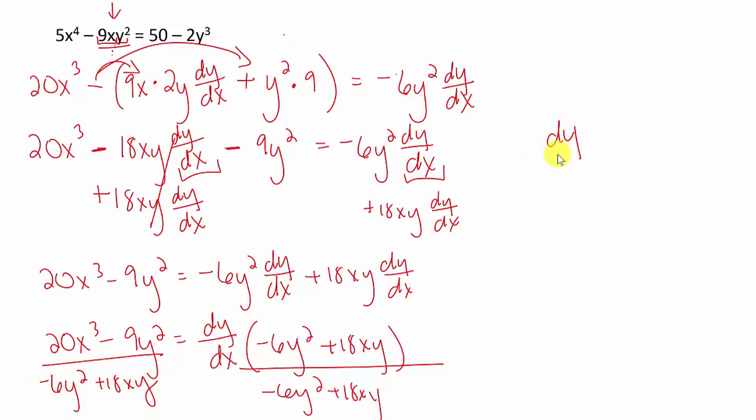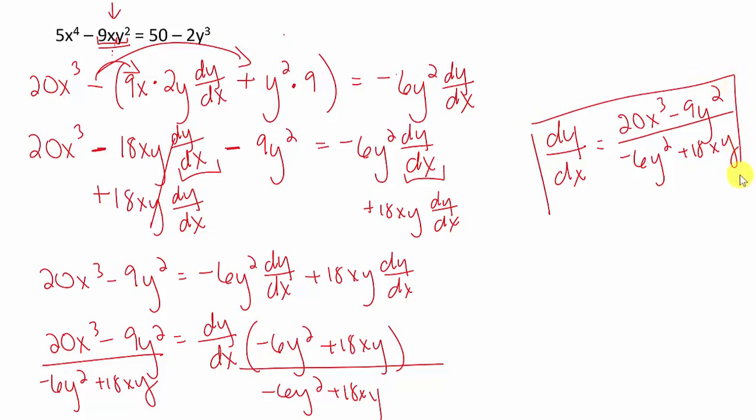So dy/dx is equal to 20x cubed minus 9y squared over negative 6y squared plus 18xy. Now at this point, if you wanted to, if there was something in common, like on the bottom here, we have a 3y that could be taken out. If I could also take out a 3y on the top, I could do that and I could simplify. But in this case, taking out a 3y on the bottom is not going to allow me to simplify anything on the top, so I'm just going to leave it like this. And that's my derivative.